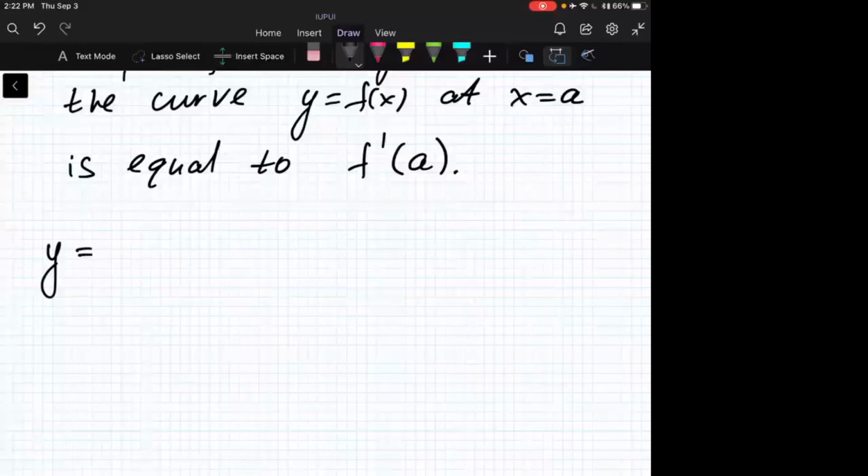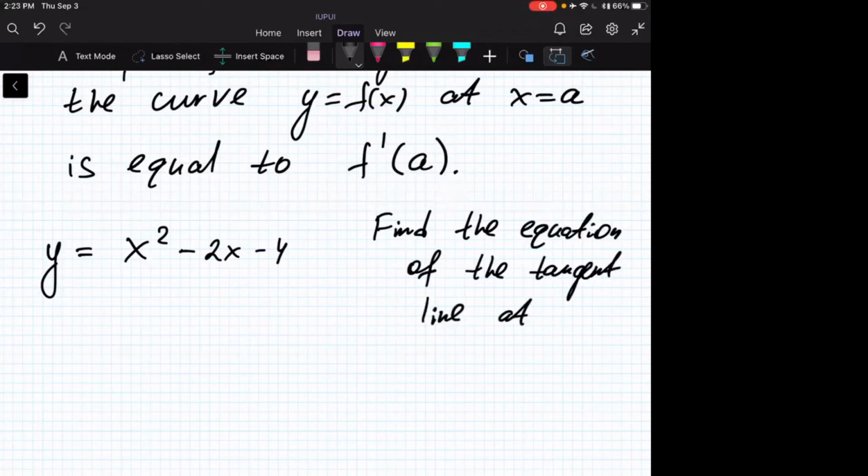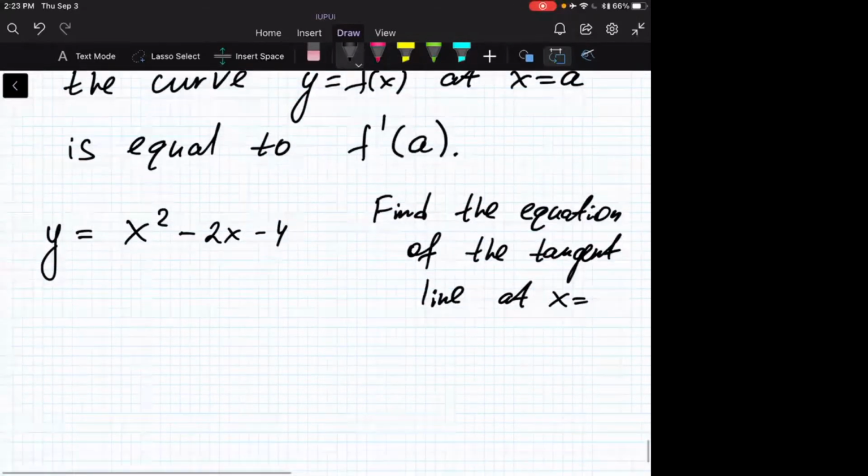And so let's do an example. y equals x squared minus 2x minus 4, say. And we want to find the equation of the tangent line at the point x equals, say, 3, for example.